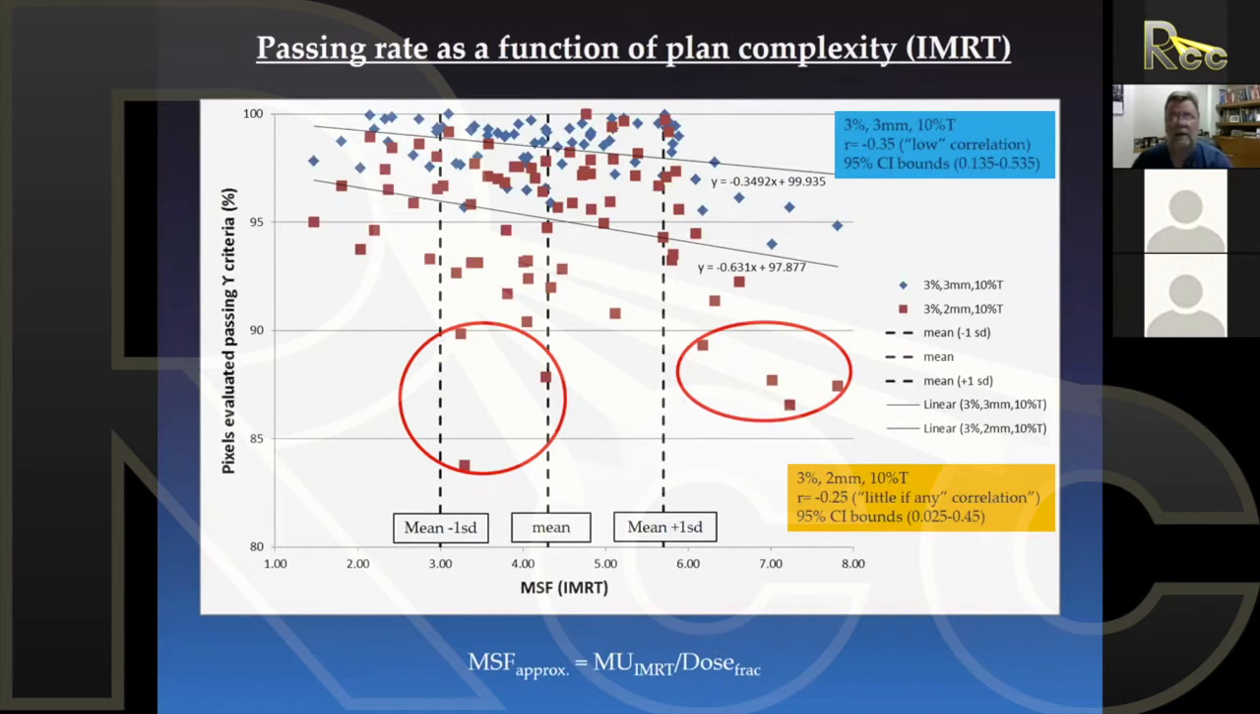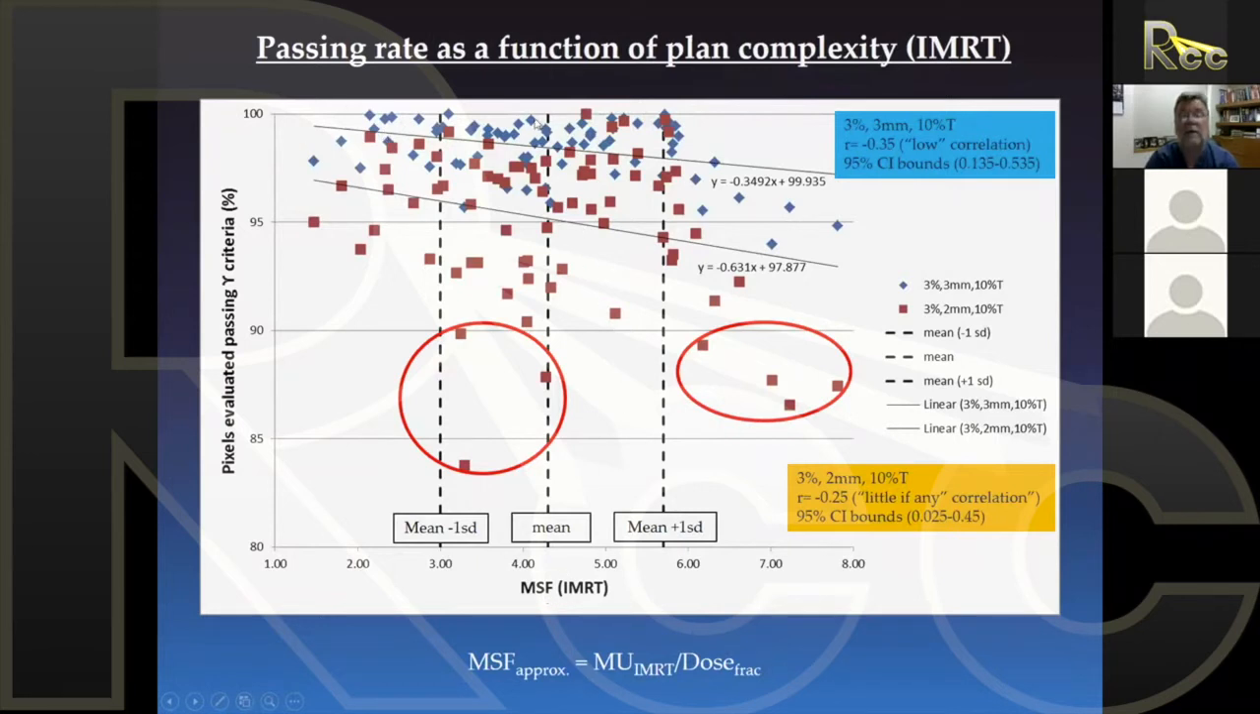So what I've done here is I've said 3%, 3 millimeters, 10% threshold, as well as, as we get to AAPM TG-218, they're suggesting 3%, 2 millimeters, 10% threshold. So I took, in this case, 75 IMRT cases and evaluated them at 3%. That's what they were already evaluated at, as a function of the modulation scaling factor.